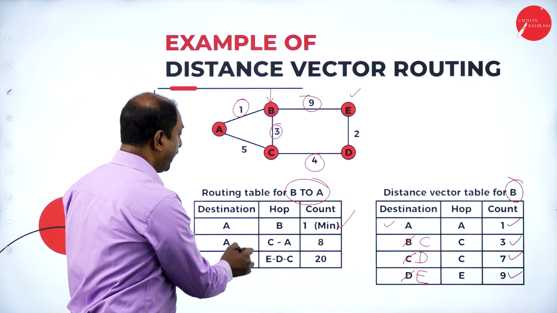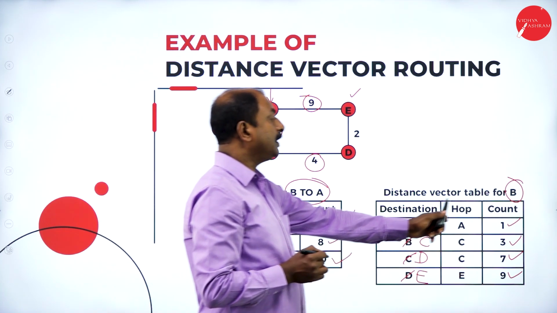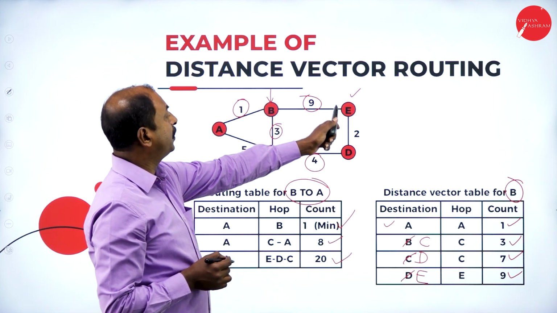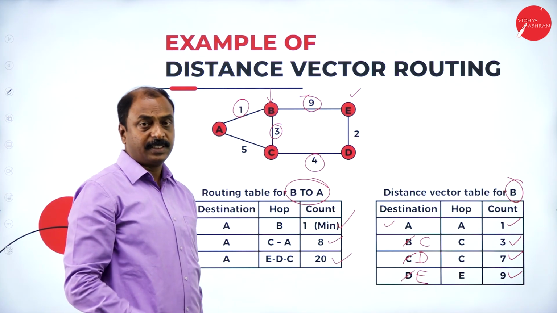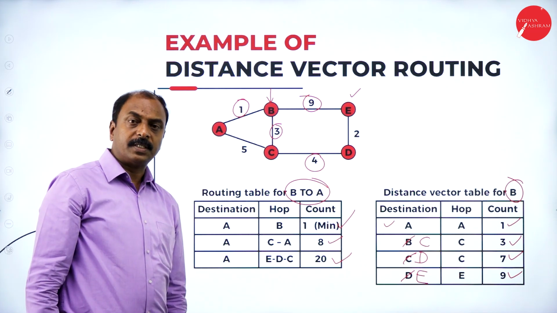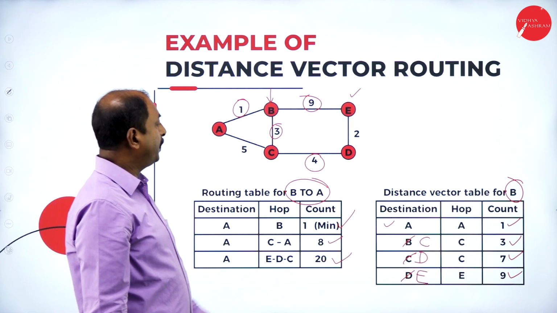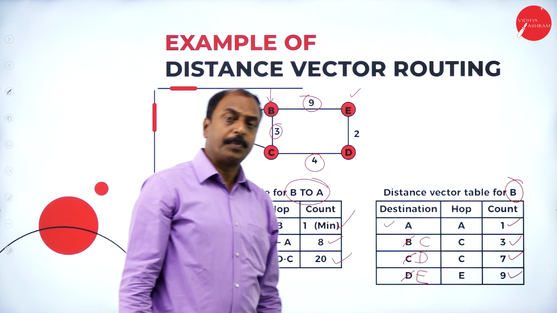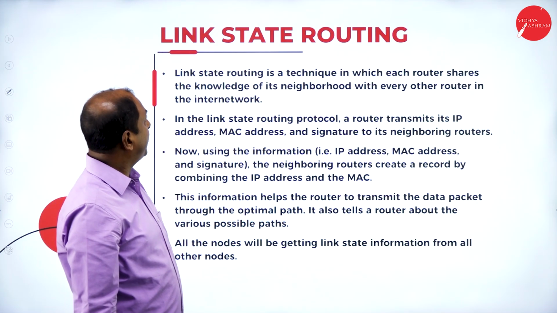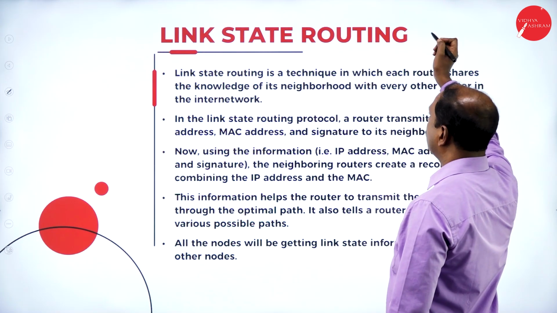These two are the values we got from the distance vector table for B, similarly for different network devices. So this is how to find the distance vector routing, or the best path which has the least hop count. In the next slide, we will see another type of routing that is called link state routing.